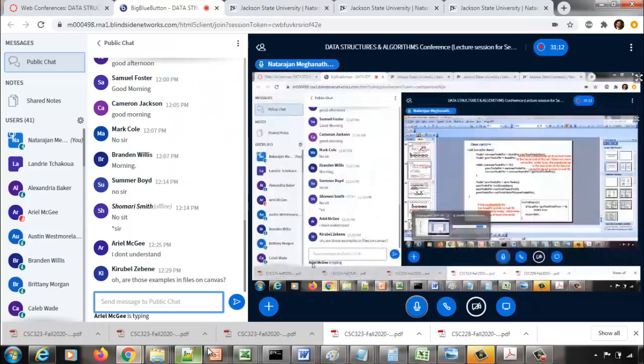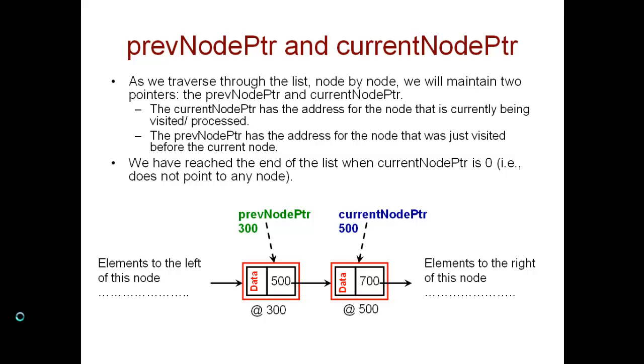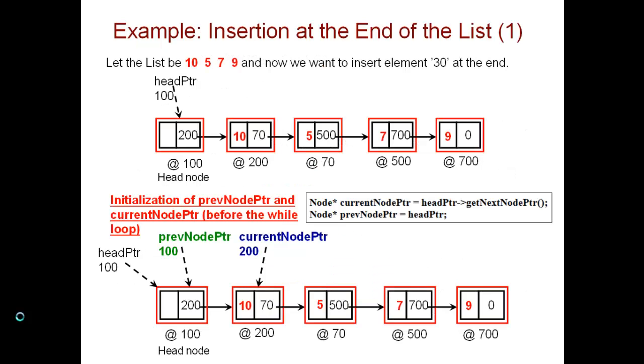Alright, so let us do the insert function. Let us assume a scenario like this. Let the list currently be something like this, with data elements 10, 5, 7, 9, and we want to insert another data element, say 30, at the end of the list. If you can understand this, then using this insert function, we can build up the entire list. So let us say we have built the list up to this point, and we're going to insert one more element at the end of the list. So how are we going to accomplish this?